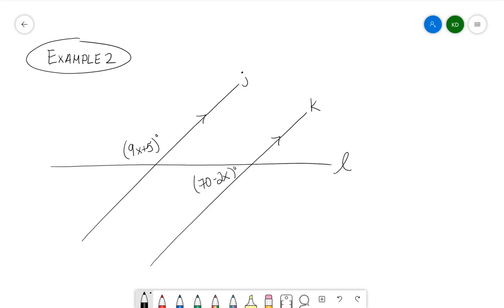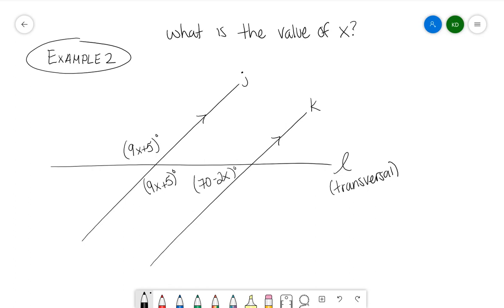Okay, example 2. I have two parallel lines, which I've labeled as J and K, and I have L acting as my transversal. What we're trying to identify in this question is what is the value of x? Let's use our definitions to help us solve for this. First, what we need to look at is that this angle here is being identified as 9x plus 5. What I know is that opposite angles always have to be the same. So this angle here also has to be 9x plus 5 degrees. Because these two lines are parallel, these two angles here, the 9x plus 5 and the 70 minus 2x, are co-interior angles.